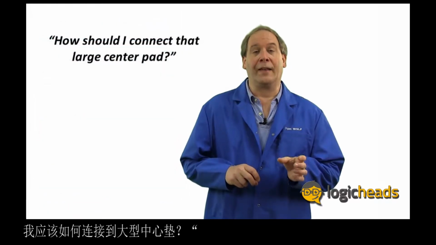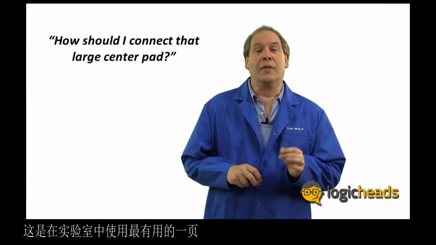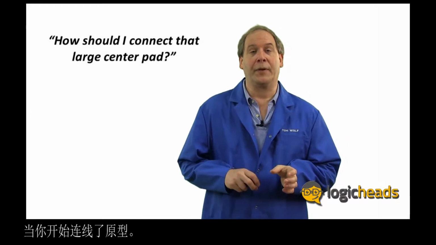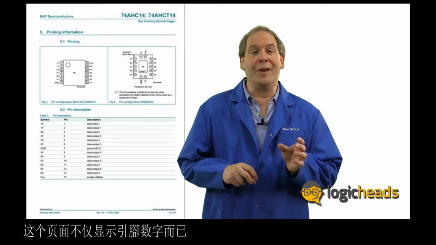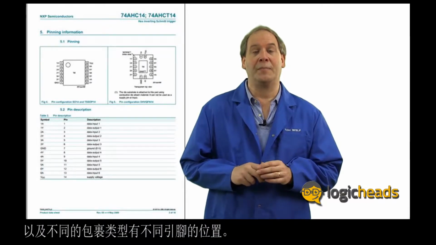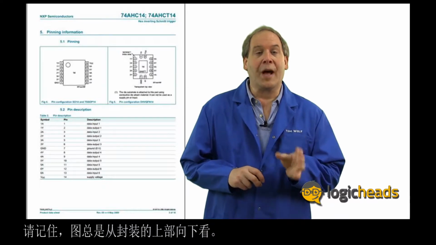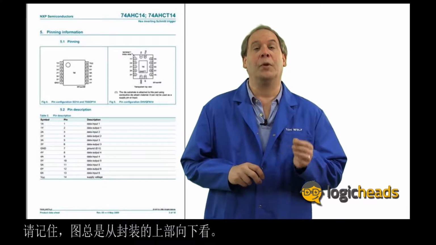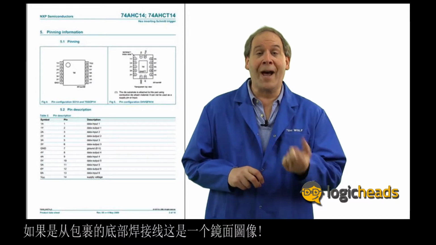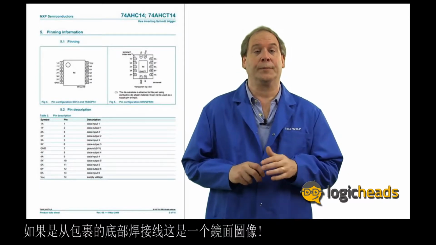How should I connect that large center pad? This is the most useful page to use in the lab when you start wiring up your prototype. This page shows you not only the pin numbers, but also the location of pin 1 for the different types of packages. Remember that the diagram is always shown from looking down at the top of the package. If you're actually soldering wires from the bottom of the package, remember it's a mirror image.